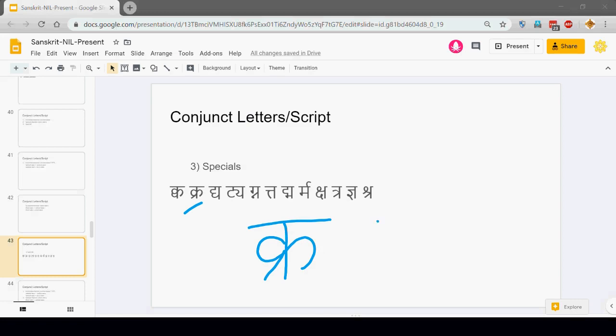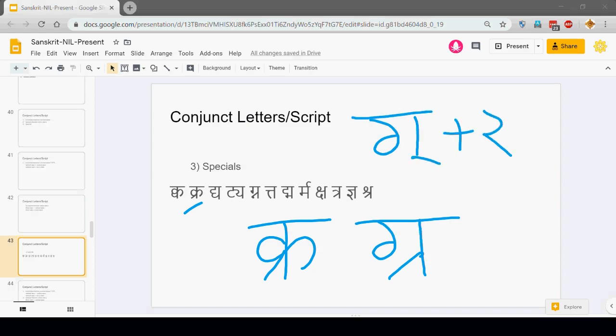For example, gra. So ga, this is a full ga, which is the first part, and then there is a ra. So ra is written like this. Actually there is a half ga here, meaning the consonant part ga, and then there is a complete ra with a sound here, gra. If you want to write separately, we write like this. This is gra, like in grass, ga plus ra.